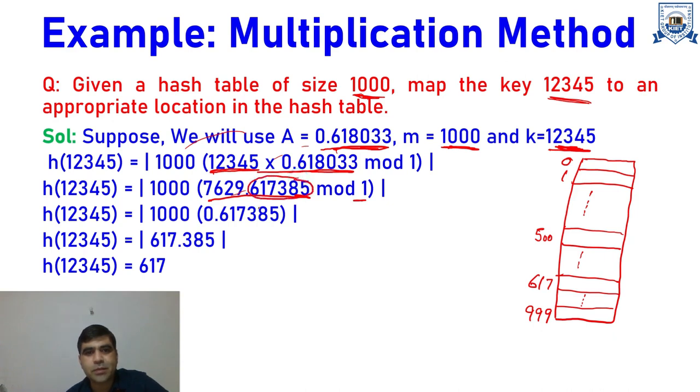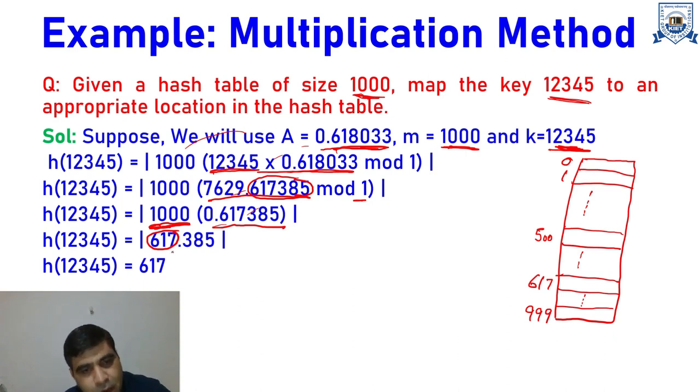You are extracting this part. See this, 0.617385. You have extracted the fractional part from this multiplication, right? After this, what you are doing is you are multiplying this with the m. M is the size of the table. Then whatever value you get, out of that value you take the integer part only.